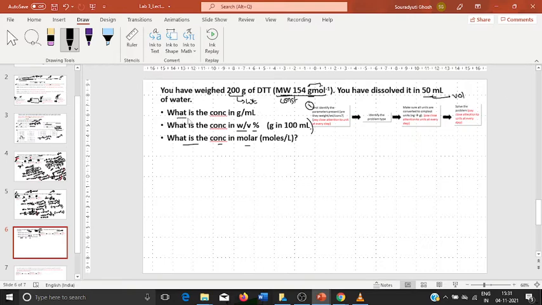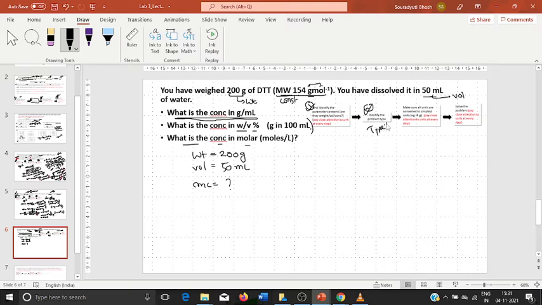So weight is provided, volume is provided. It is asking what is the concentration in gram per ml, right? So concentration is the unknown. You have the weight, 200 gram, you have the volume, 50 ml, and concentration is the unknown. So this is also the type 1 problem, which is the two knowns, one unknown. So step 1 and step 2 are done: identifying the parameters and identifying the problem type.